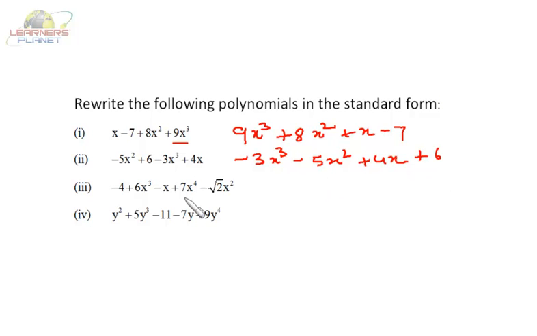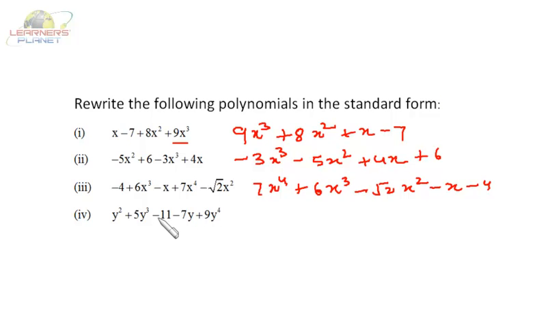Similarly, let's see over here, the highest power of the variable is 4, so let's begin with 7x^4, then plus 6x cube, then minus root 2 x square, then minus x and then minus 4. Okay, so it's very simple.